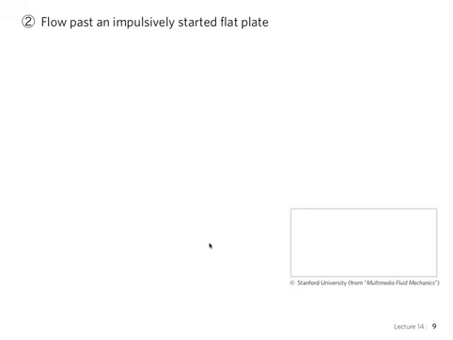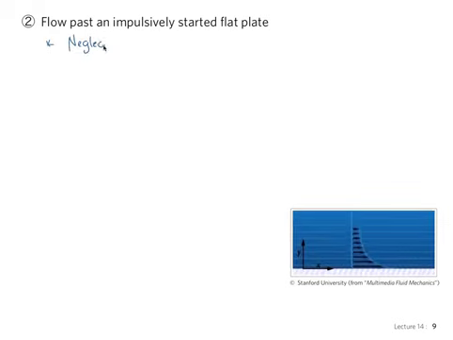The other case is flow past an impulsively started flat plate. So what we have here is a flat plate, which is infinite, and everything is at velocity 0, and at an instant we suddenly move that plate to a velocity greater than 0. Again, we're going to neglect hydrostatic effects. Pressure is uniform throughout. That's good.